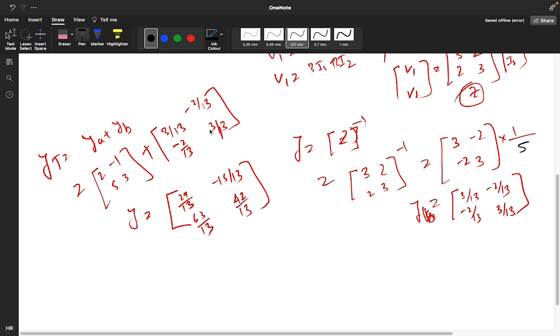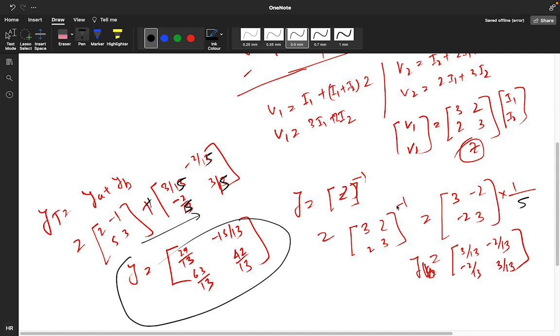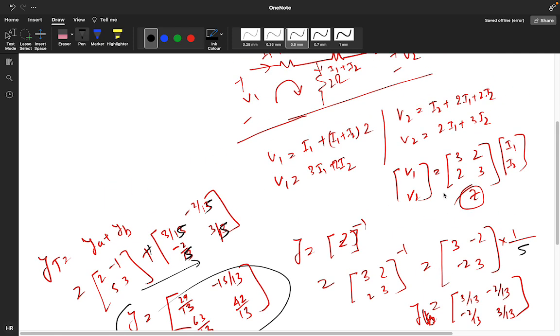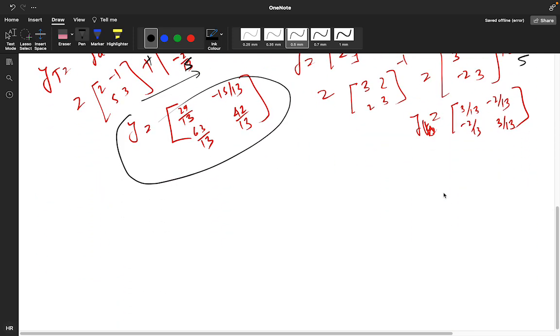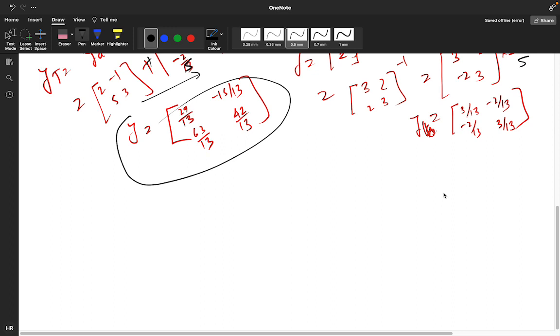But the process is the same. You just need to solve this. This is 1 by 5. Do these calculations. 2 minus 1, 5 3, plus 3 by 5, minus 2 by 5, minus 2 by 5, 3 by 5. Just add it and get the result. Is the procedure clear for you guys now? How to solve? Okay, so these things, we got the results.